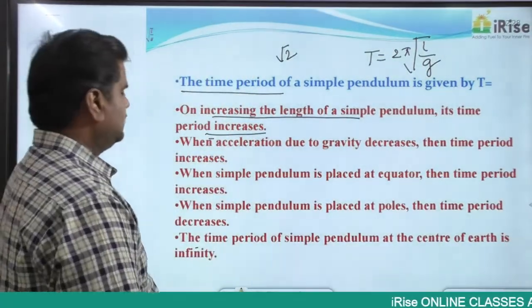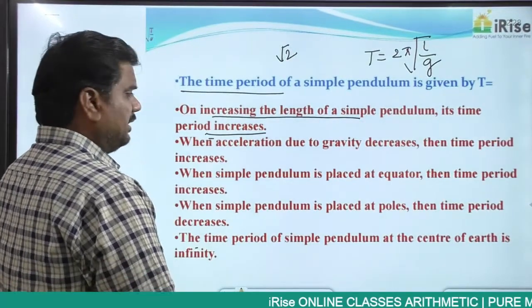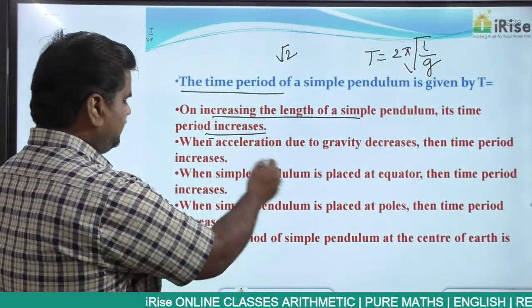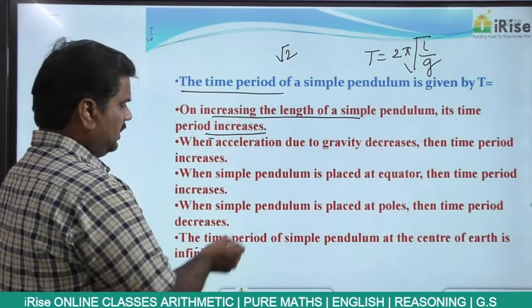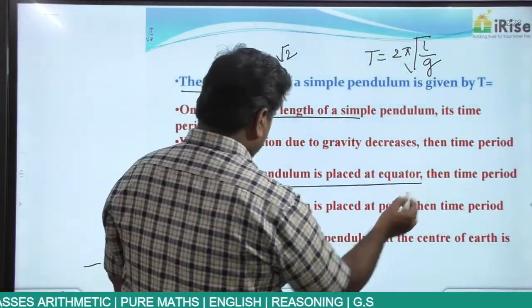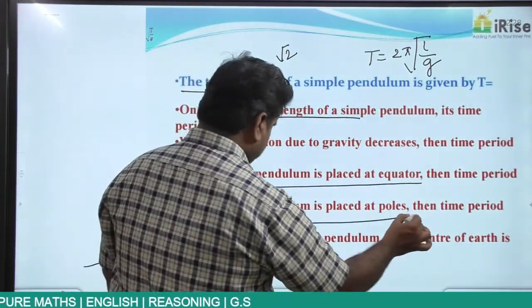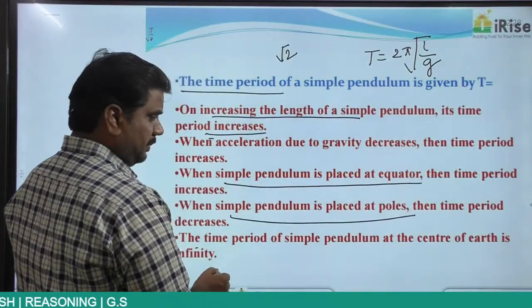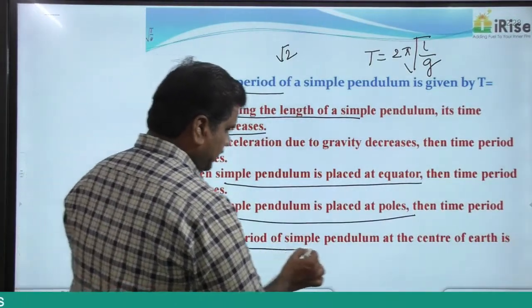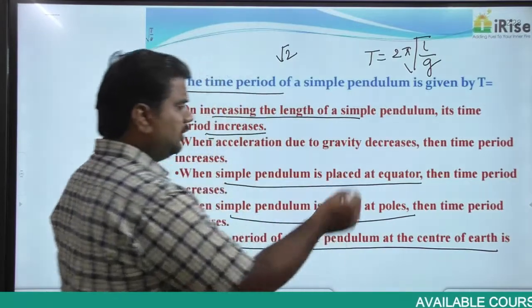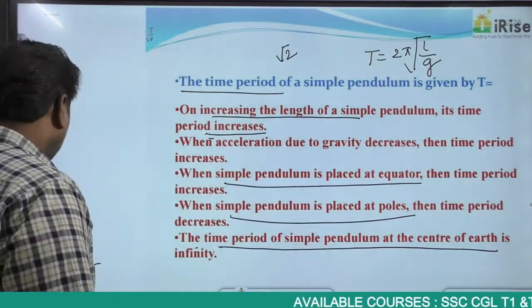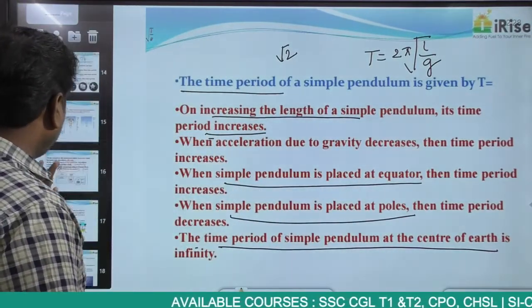At the same time, there are different cases where you place the simple pendulum. When the simple pendulum is placed at the equator, when it is placed at the poles, and at the same time, the time period of a simple pendulum at the center of Earth. Different cases, we'll see all these things. Now, first thing, we talk about the shape of Earth.